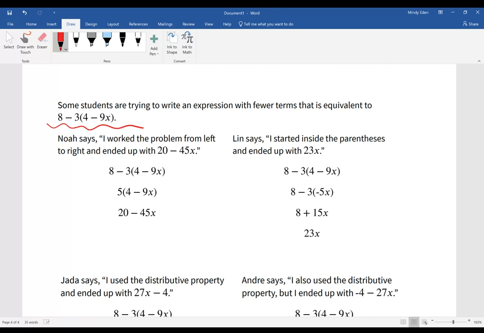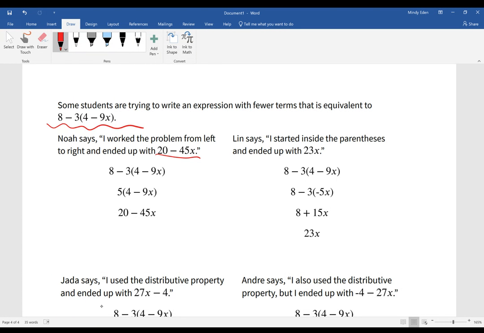All the students were given the problem 8 minus 3 times the quantity 4 minus 9x. Now, we're not going to worry about what we do. We're going to go through what they did and figure out, are they allowed to do this or would this be incorrect? So Noah says he worked the problem from left to right and he ended up with 20 minus 45x. So that was his answer.